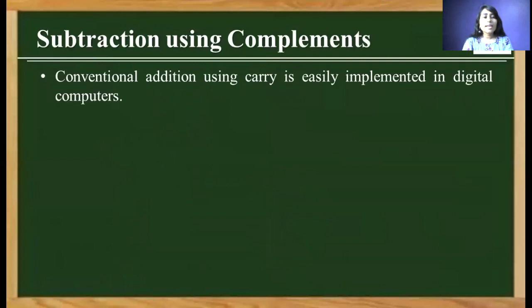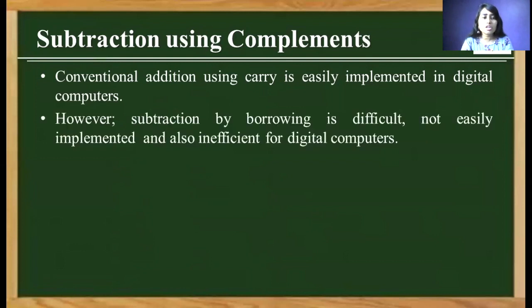But as you see, subtraction is quite difficult, so we have to use another method. So let's discuss subtraction using the complements method. Conventional addition using carry is easily implemented in a computer, but subtraction by borrowing is difficult. And as we discussed in the previous example, the borrow method is quite difficult to implement and also inefficient for a digital computer.